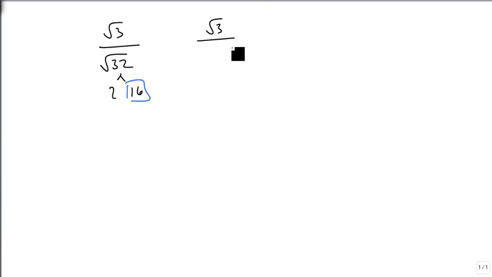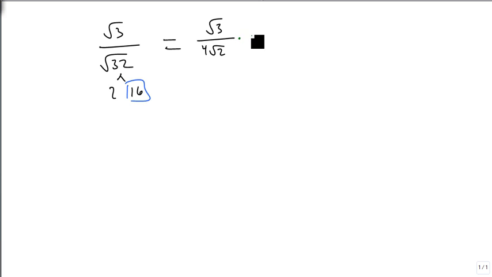So I want to look at another example with square roots, and then we've got to talk about nth roots. When we look at this, the square root of 3 over the square root of 32 looks very straightforward, but I want to break this down. This is 2 and 16. I'm going to stop here because I recognize that 16 is a perfect square, so the square root of 16 is 4, and I've rewritten this.